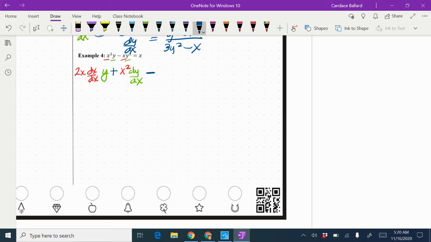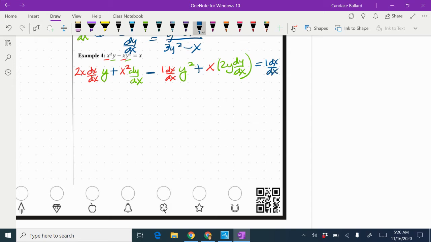And then we're going to take the derivative of the red, which would be 1 dx/dx. And then keep the green the way it is. Put a plus sign in between them. Keep the red the way it is, and then take the derivative of the green, which would be 2y dy/dx. And then the derivative of x on the right side of the equation would be 1 dx/dx.